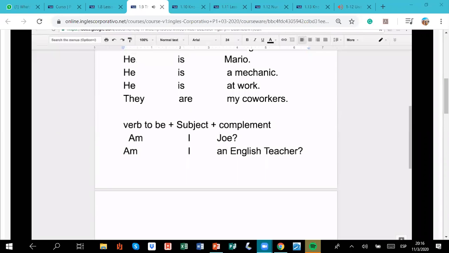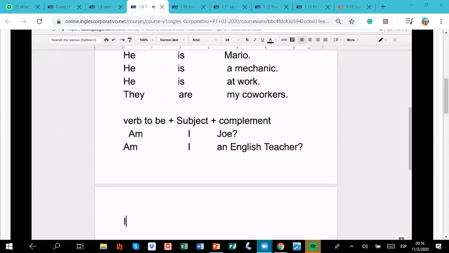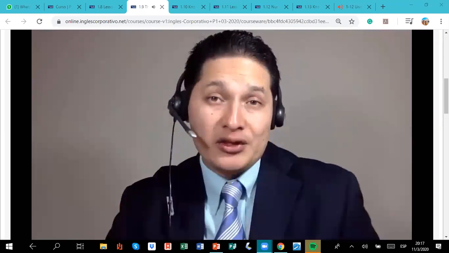So how would we form the next one? He is Mario. Okay, if I want to ask the question, I'm going to change the verb to be to the beginning, and I'm going to say, is he Mario? Okay. Is he a mechanic? Is he at work? Are they my co-workers? Now, what I would like for you to do is to give some examples of your own.